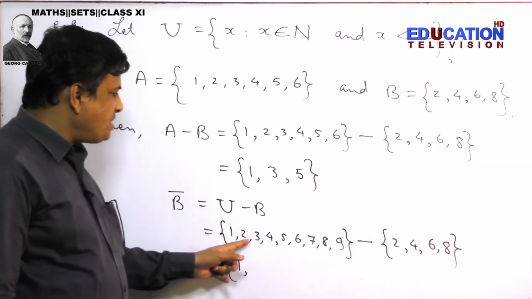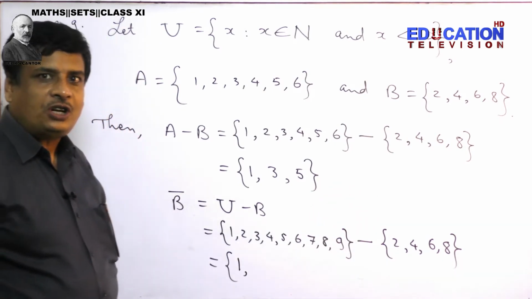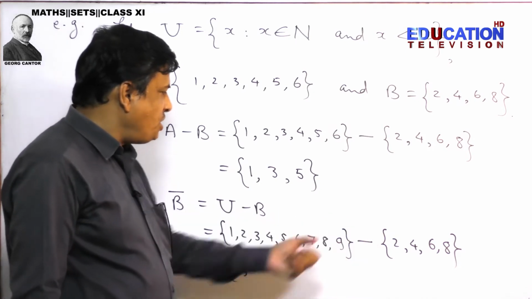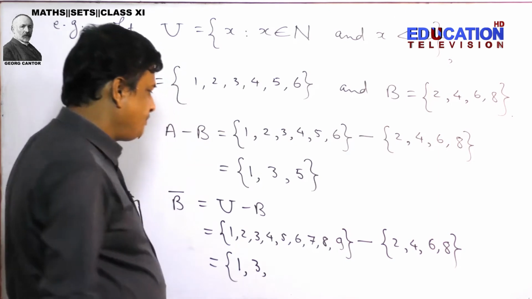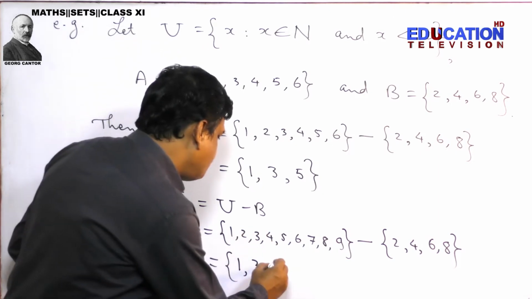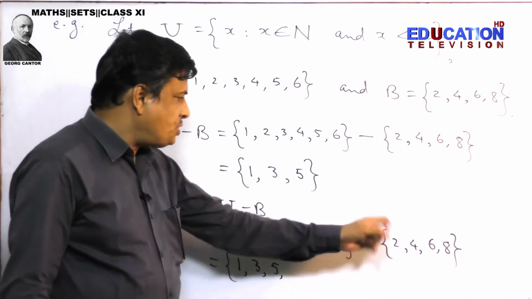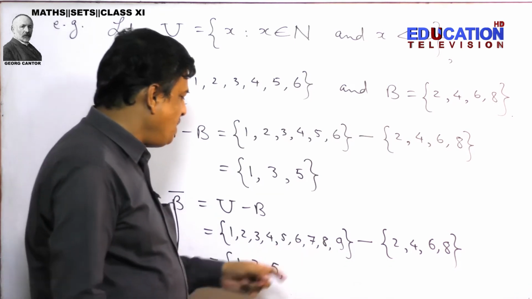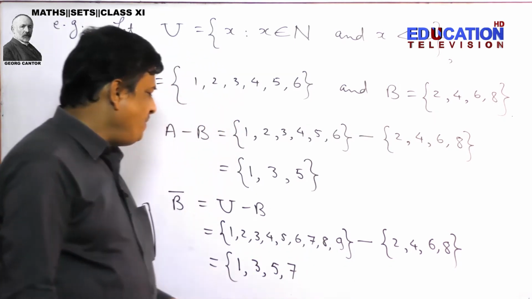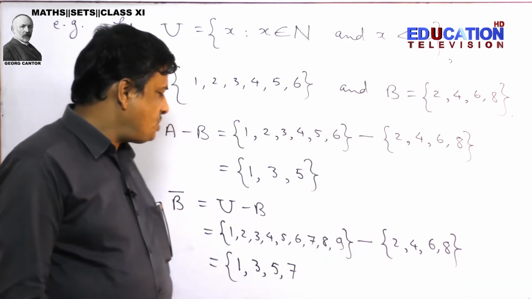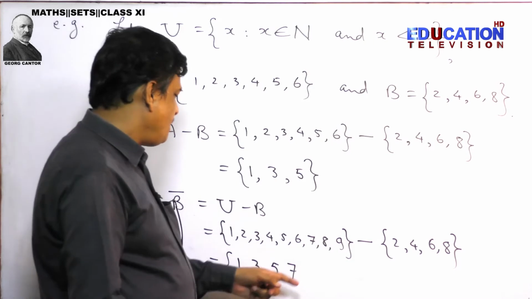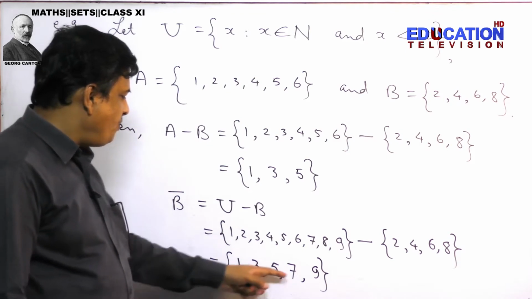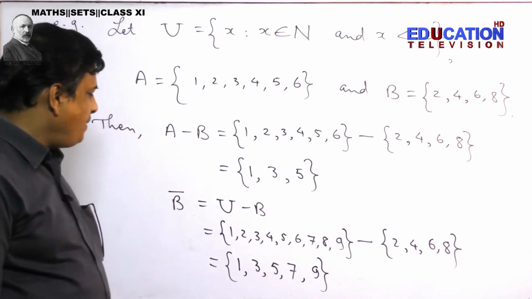2 belongs to the universal set, also in set B, so it is not in the complement of B. 3 belongs to the universal set, it is not in B. 5, 6 belongs to U, it is also in B, so it is not in the complement of B. 7 belongs to U, it is not in B, so 7 belongs to U minus B. B complement has these 5 elements: 1, 3, 5, 7, 9.